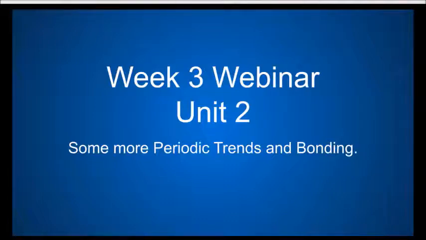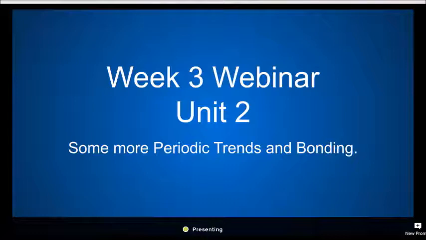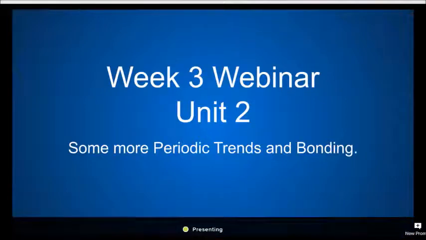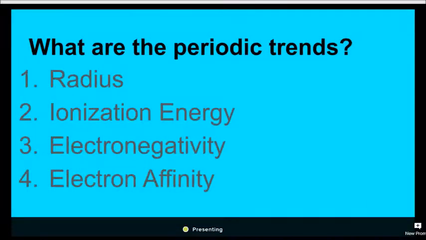This one's about Unit 2, so we're going to take a look back at Unit 1, all about periodic trends and bonding, and then we're going to talk about how electronegativity and stuff like that affect the bonding that we talk about in Unit 2. So, Unit 1, periodic trends, Unit 2, bonding. Just as a reminder, what are those periodic trends?